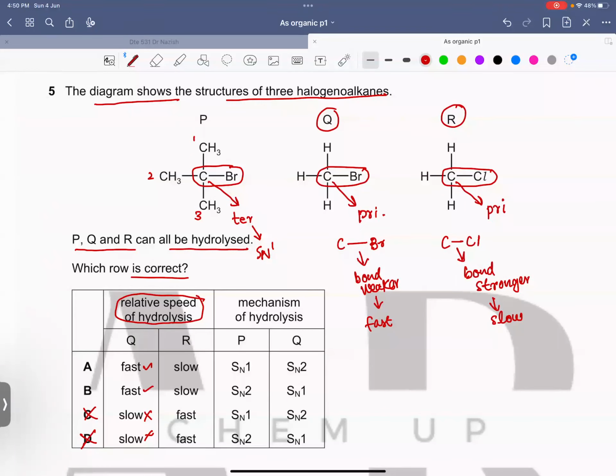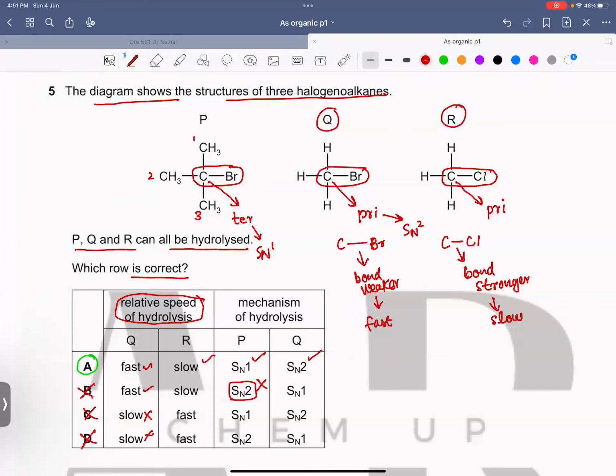And primary one would undergo SN2, where the nucleophile attacks the carbon before the formation of a carbocation; a transition state forms, not an intermediate. So here they are saying that P is undergoing SN2, which makes option B wrong. P would undergo SN1 mechanism because it's a tertiary, and Q would undergo SN2 mechanism because it's a primary. So our correct answer is A.